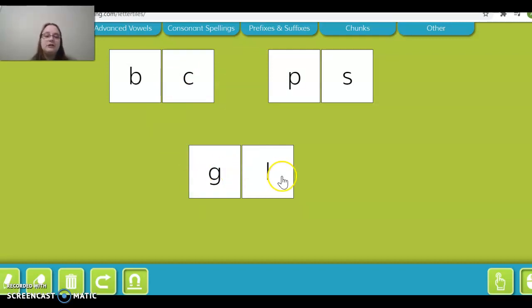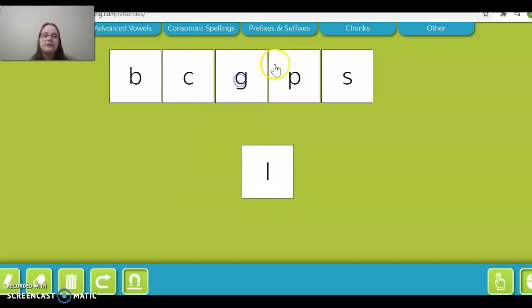Then we have our G and L blend. G, l, gl, like glad, or glob. Okay, so let's practice saying that. Gl, gl, gl. Good job, friends. Next we have our PL blend. Pl, pl, like play, or plaque. Okay, so let's practice saying that. Pl, pl, pl. Good job, friends.